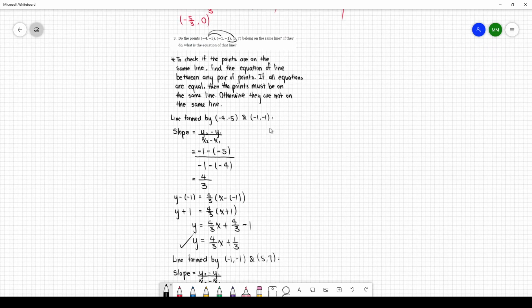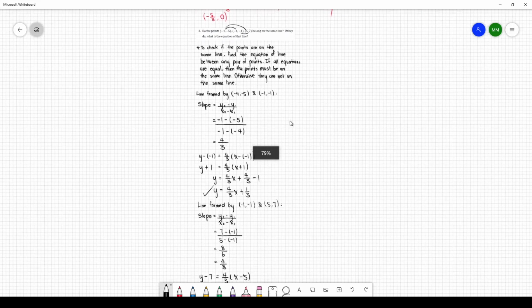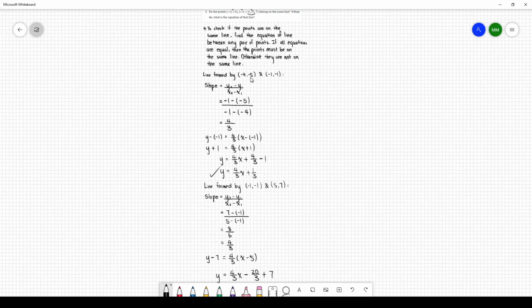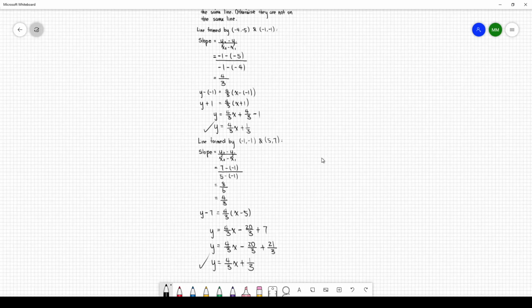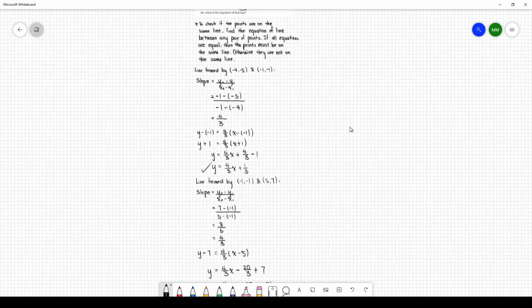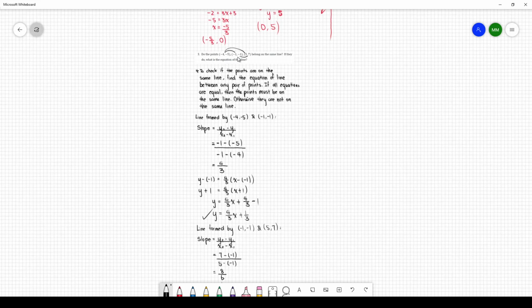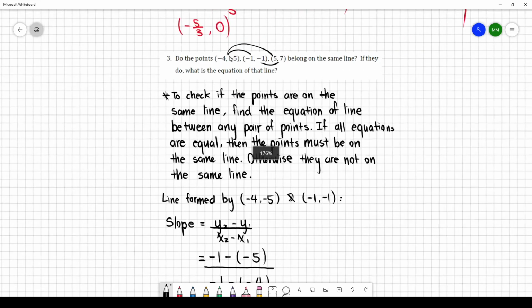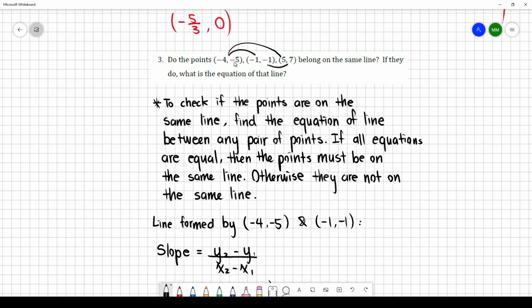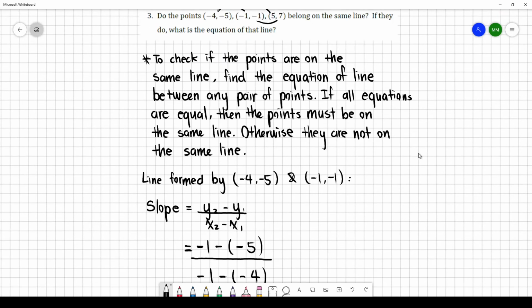So actually, you only need to find 2, because we already utilize all 3 points, right? So we know that all 3 points have the same equation now. So you actually don't need to check it with the third pair of points. So you don't need to check it with -4, -5, and 5 and 7.